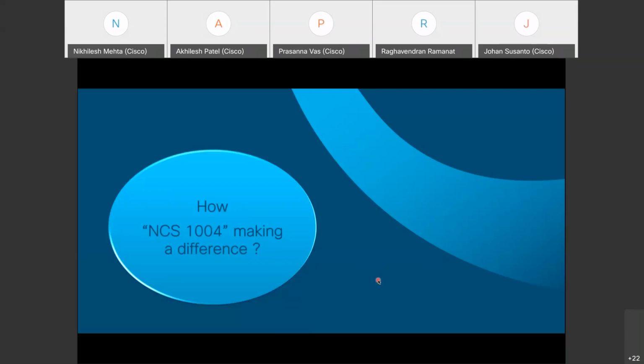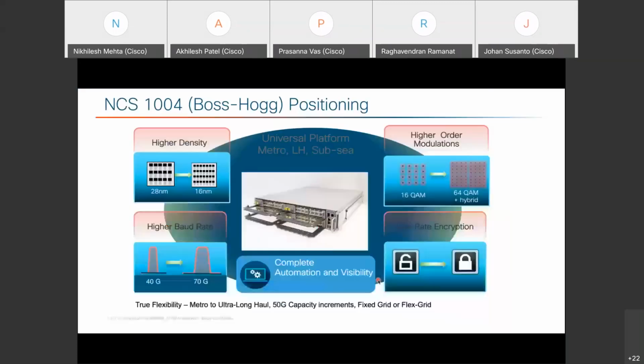That is how we are leveraging all those different coherent technologies, making our NCS 1004 and future platforms, and differentiating from the competitors. So this is the NCS 1004, which I think came in 2019 only. The DSP which we are achieving here is more compact, with higher density.